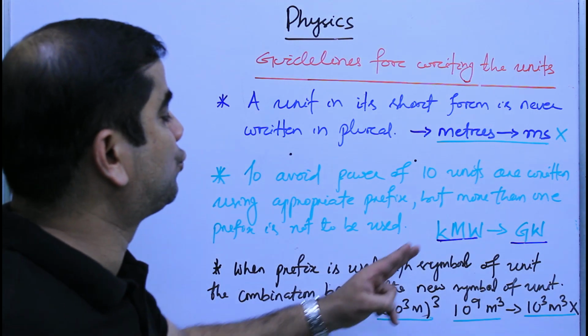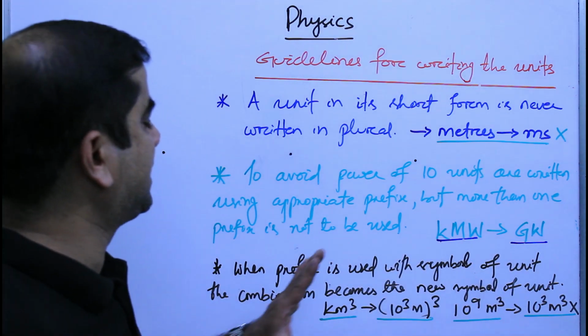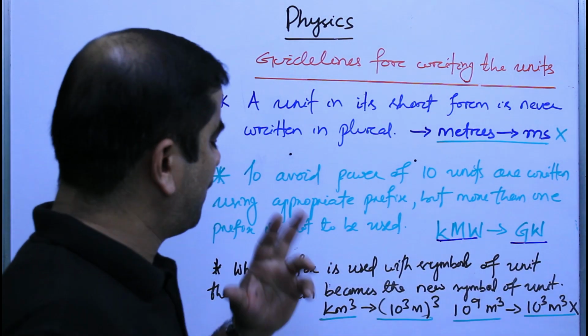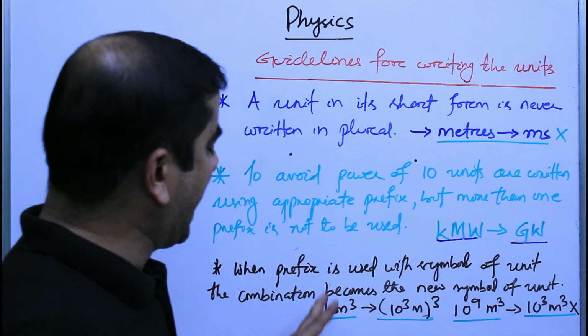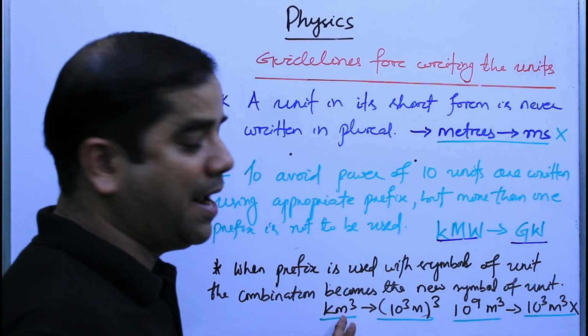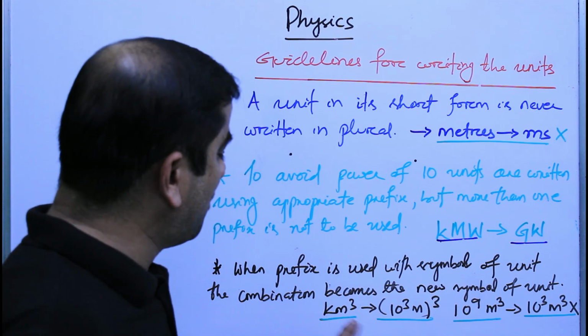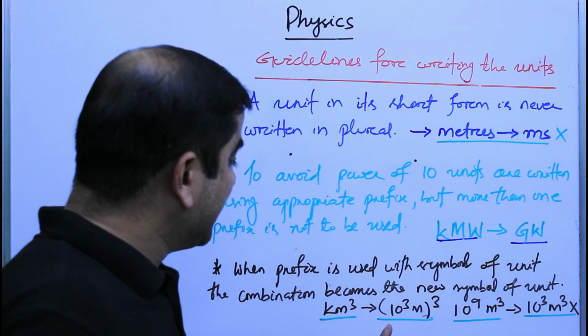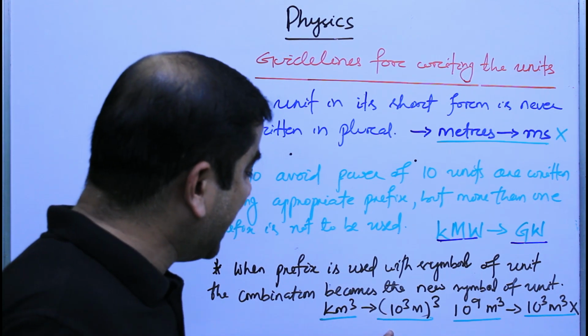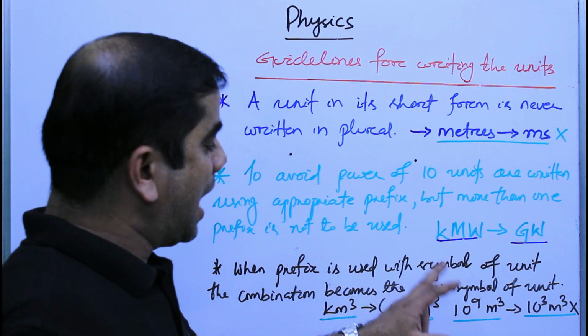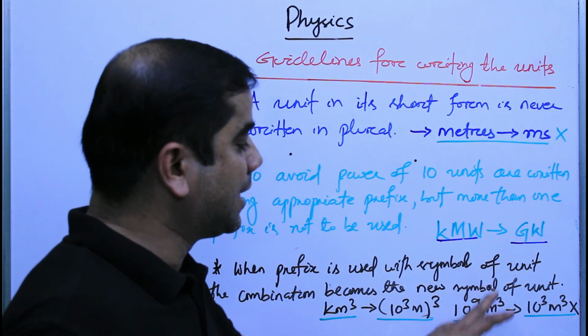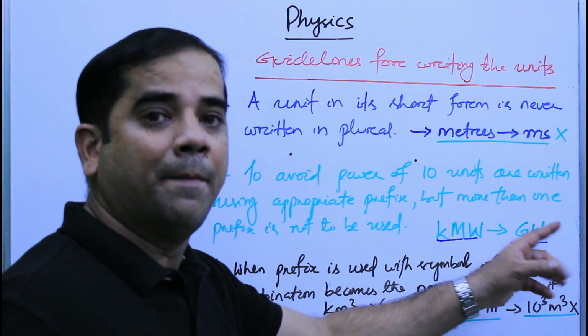When a prefix is used with the symbol of a unit, the combination becomes the new symbol of the unit. For example, kilometer cube, km cube. k is the prefix, m is the unit, kilo means 1000, that is 10 to the power 3. So kilometer becomes the new unit, that means kilometer cube means 10 to the power 3 meter, all cubed, and it gives us 10 to the power 9 meter cube. We cannot write it as 10 cube meter cube.